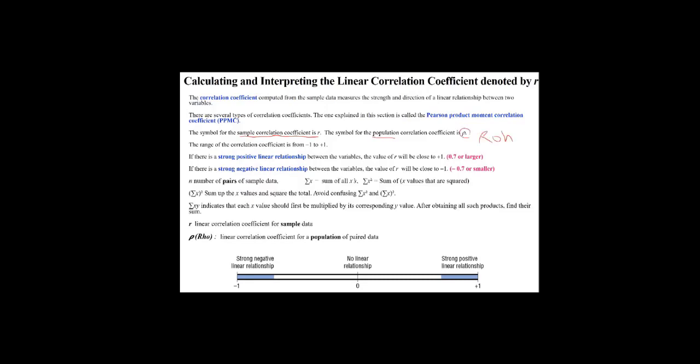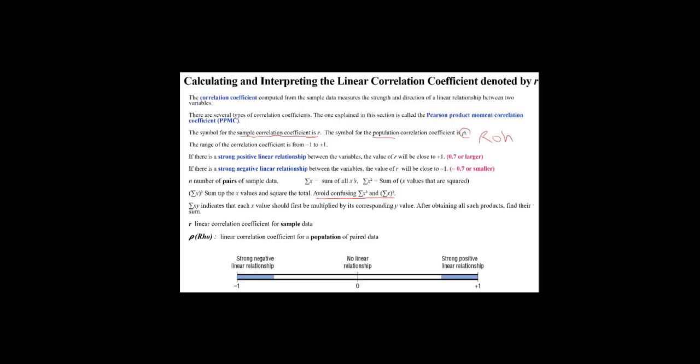N is the number of pairs, summation of x is the summation of all x's, summation of x squared is the sum of x values that are squared, while summation of x quantity squared means add them up and then square. We definitely want to avoid confusing these two, because I've seen that sometimes students don't distinguish between the two. We've been through that when we did the standard deviation, so we should be fine.